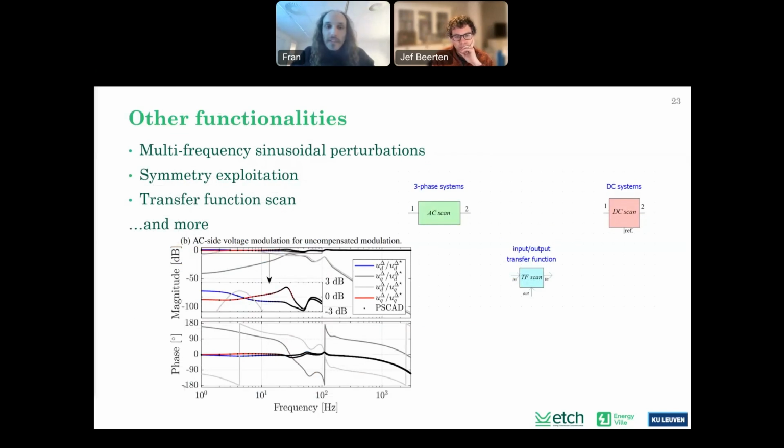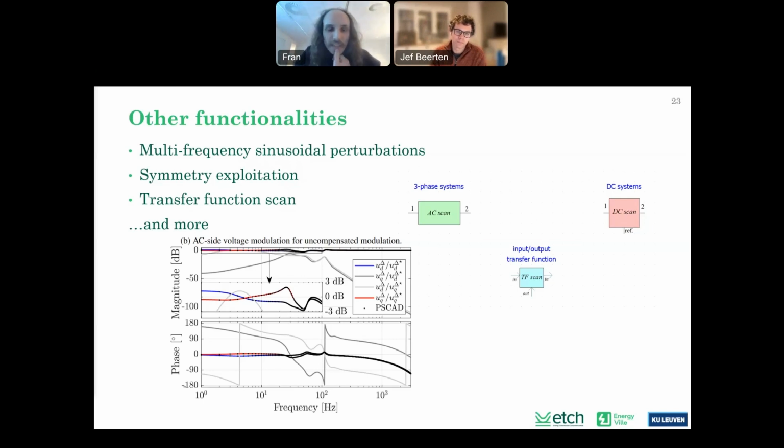We also added some functions for exploiting the symmetry. And perhaps if you are familiar with positive negative sequence, you can understand what this means. But basically, when the systems are symmetric, then you can obtain the full matrix without the need of using all the perturbations, because the symmetry reduces the number of linearly independent perturbations needed.